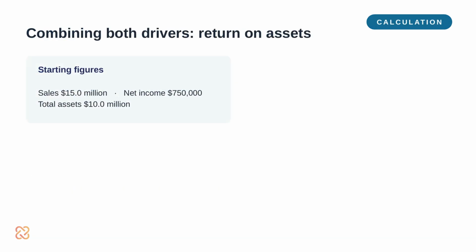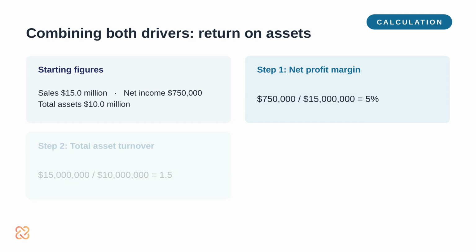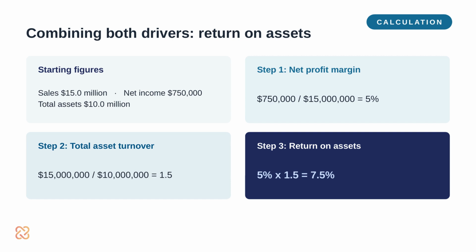Now let's combine the first 2 drivers. A margin of 5% multiplied by a turnover of 1.5 gives 7.5%. This intermediate result has its own name, return on assets, or ROA. It relates the company's net income to its total assets. At this point in the breakdown, we have combined profitability on sales with asset efficiency. We have not yet applied the equity multiplier.